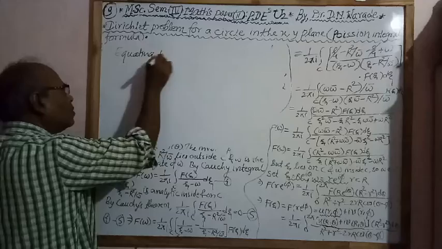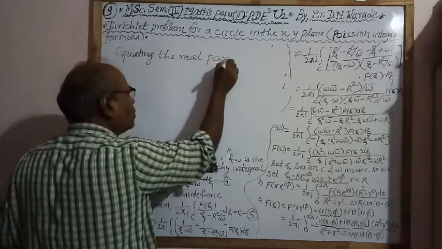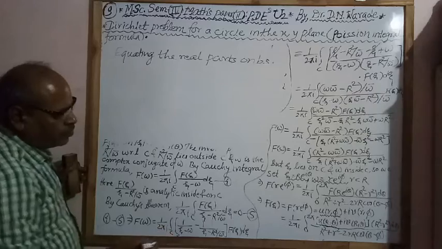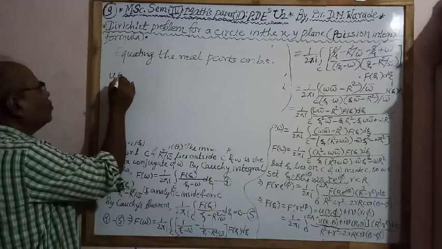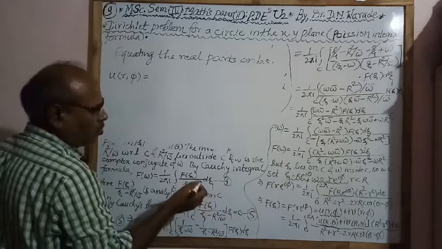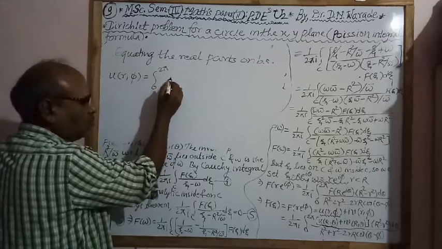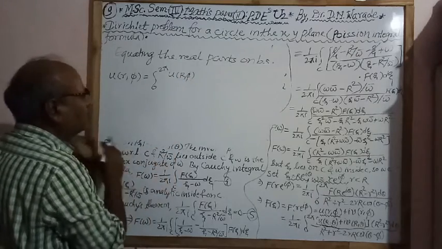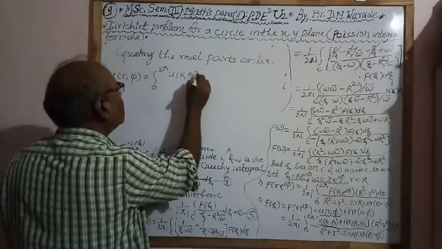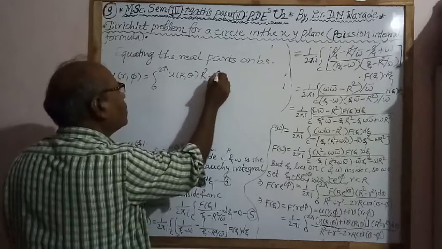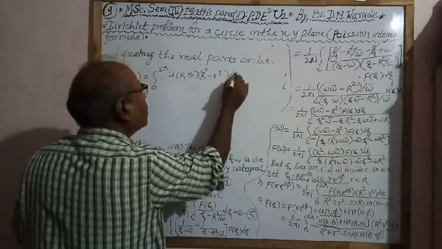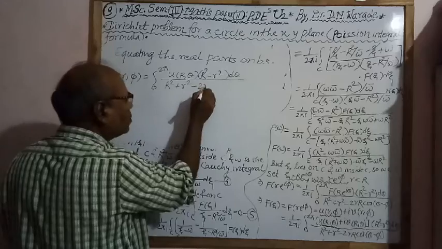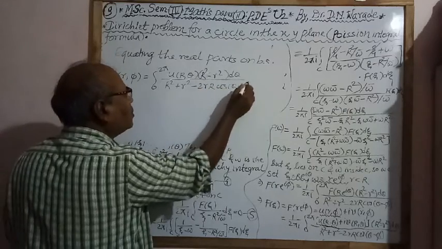Equating the real parts on both sides of the equation, on the left hand side we have u of r phi equal to, on the right hand side, integration 0 to twice pi u of r theta into R square minus r square into d theta divided by this term as it is, r square plus r square minus twice r cos of theta minus phi.